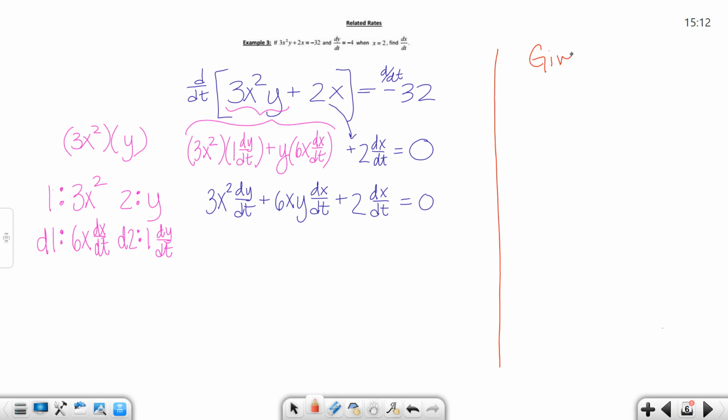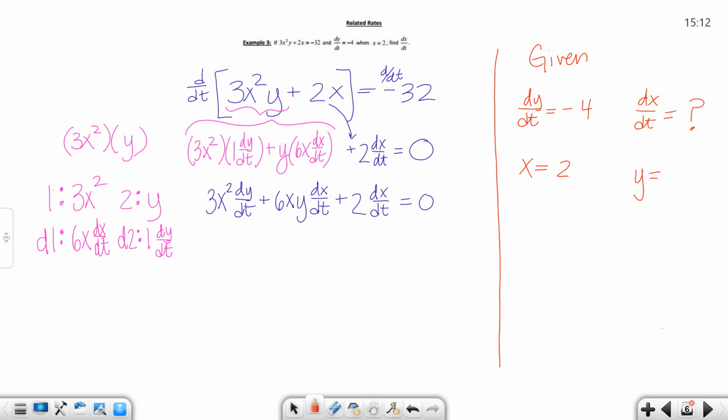in the given part. Okay, so I'm given that dy dt is negative 4. And it tells me to find dx dt. Okay, so I don't know dx dt. It also tells me that x is 2. But if you look in that blue derivative step, you'll also see that there is a y. So you also need y. That's where the trouble comes in. You'll notice that y is a regular variable. It is not a derivative.